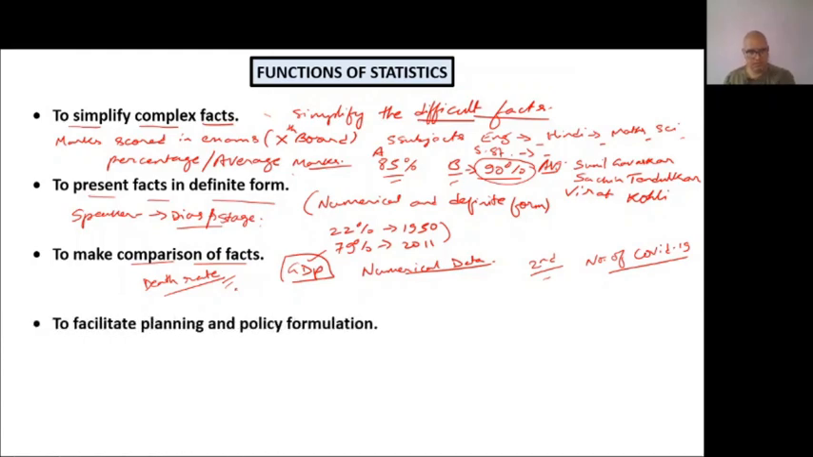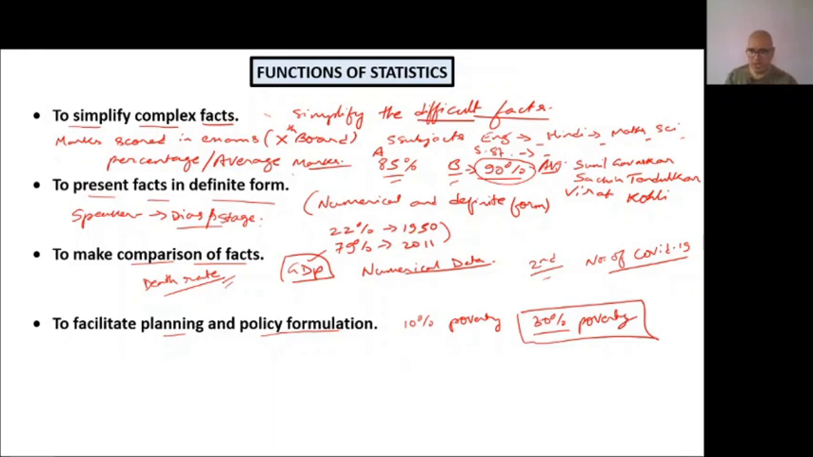Okay, next, to facilitate planning and policy formulation. Now see, once we know that there is 10% poverty in India, or let's say there is 30% poverty in India, once this figure is known by the government, now the government will frame a policy to target this 30% poor people. They will plan accordingly based on this data.